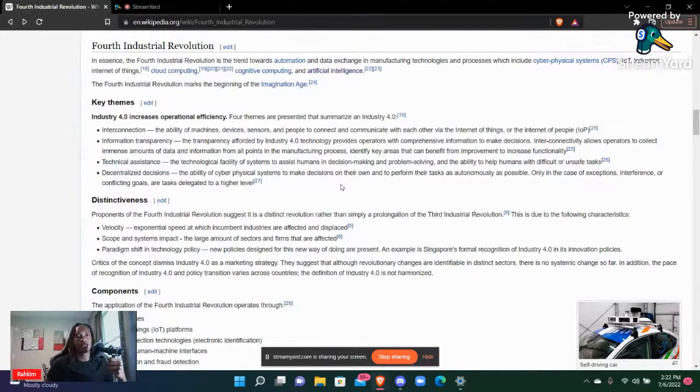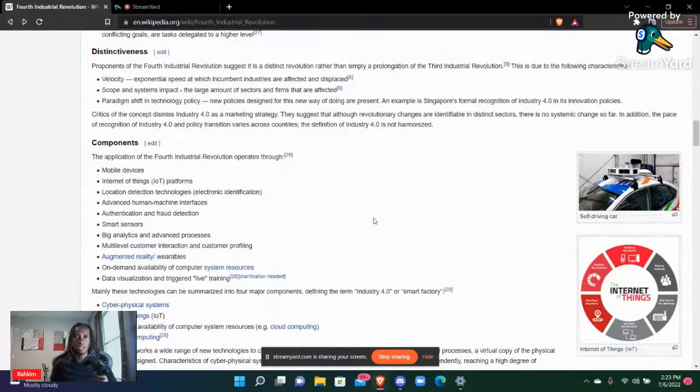Anyway, the fourth one is decentralized decisions, the ability of cyber physical systems to make decisions on their own and to perform their task as autonomously as possible. Only in the case of exceptions, interference, or conflicting goals are tasks delegated to a higher level. Now, this is machine learning. It says cyber physical systems make decisions on their own. That's like machine learning, where the computer or the AI learns more and is able to perform tasks at their own will, type of thing. So you can see where the iRobot is coming in with this, and the whole decentralization of crypto and things of that nature.